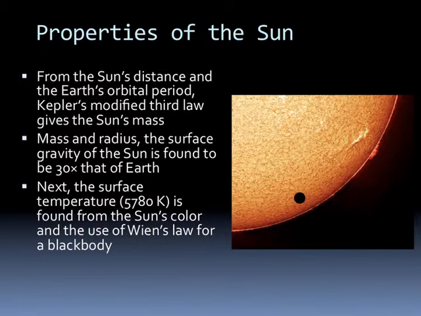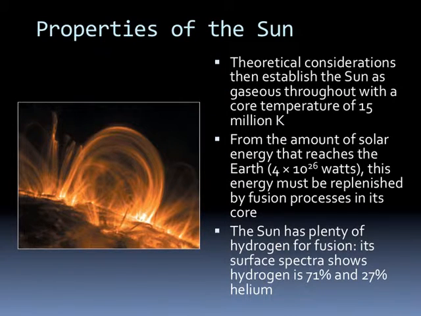The surface temperature of the Sun is almost 6,000 degrees Kelvin, and it's found from the Sun's color using Wien's law for a black body object. Now then, if we apply the laws of physics as we understand them, we establish the Sun as gaseous throughout with a core temperature of about 15 million degrees Kelvin.